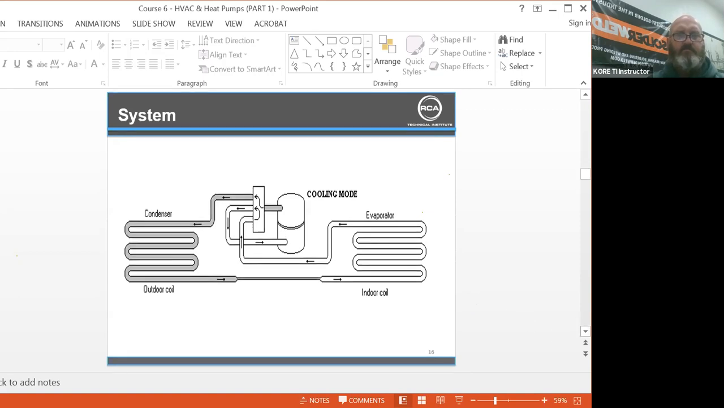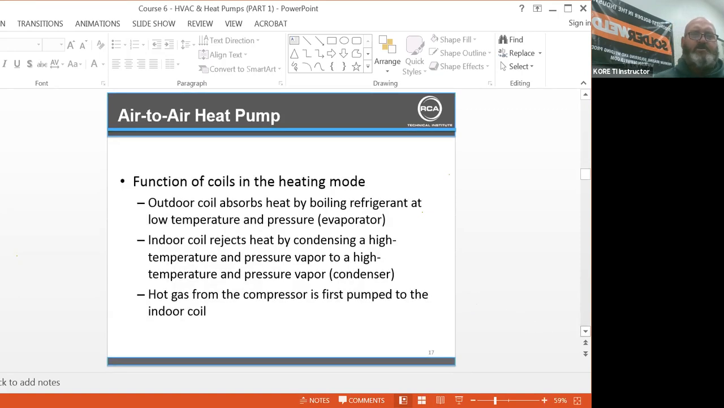Functions of coils in the heating mode. An outdoor coil absorbs heat by boiling refrigerant at a low temperature and pressure. An indoor coil rejects the heat by condensing a high temperature and pressure vapor at the condenser. Hot gas from the compressor is first pumped to the indoor coil.